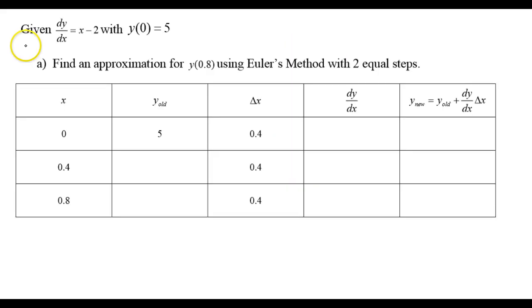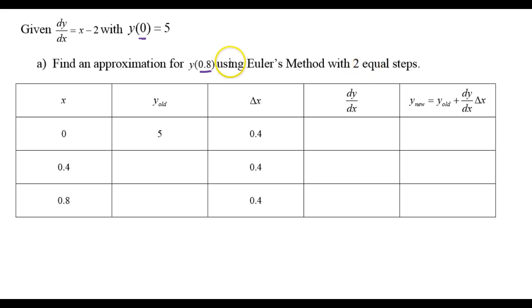Moving on to another example, we're given dy/dx is x minus 2 with initial condition y of 0 equals 5. Part A says we want to find an approximation for y of 0.8 using Euler's method with two equal steps. So we weren't told exactly what our step size should be. We have to figure it out based on the fact that we are starting at an x value of 0 and we need to get to 0.8 using two equal step sizes.